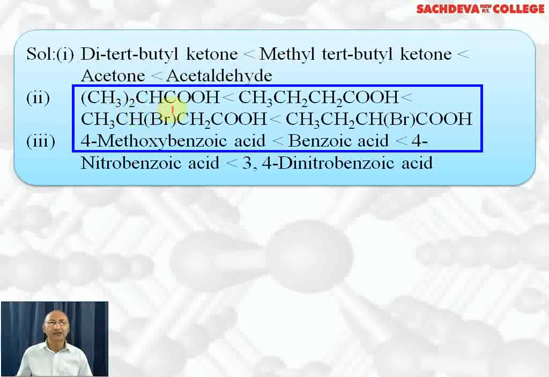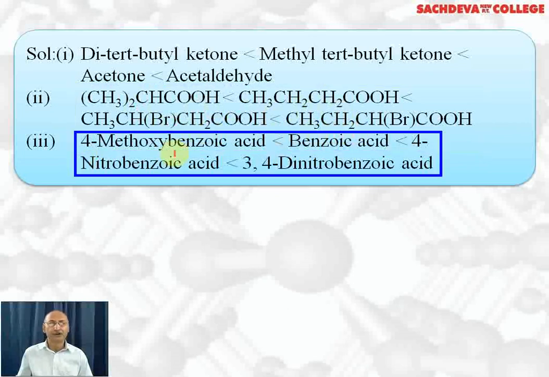Here we have methyl group isobutyric acid, in which an electron releasing group is there. This is least acidic. Then we have butanoic acid, then 3-bromobutanoic acid and 2-bromobutanoic acid. 4-methoxybenzoic acid is less than benzoic acid, which is less than 4-nitrobenzoic acid, which is less than 3,4-dinitrobenzoic acid.